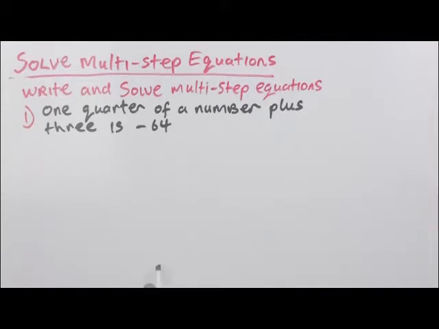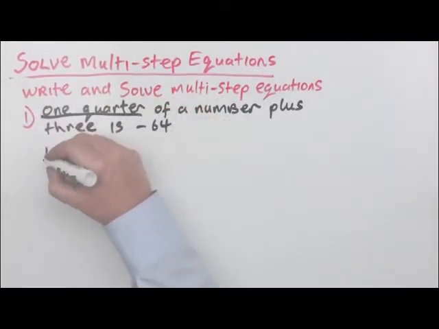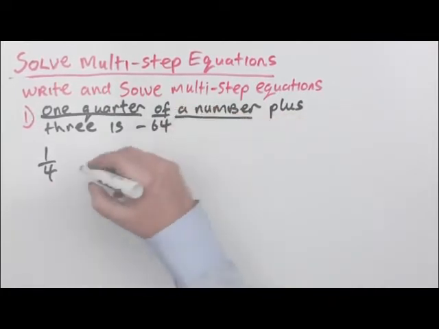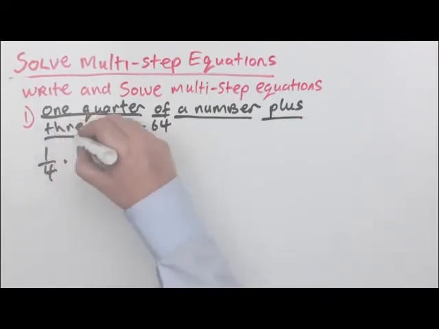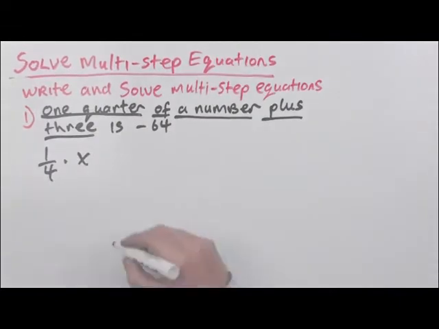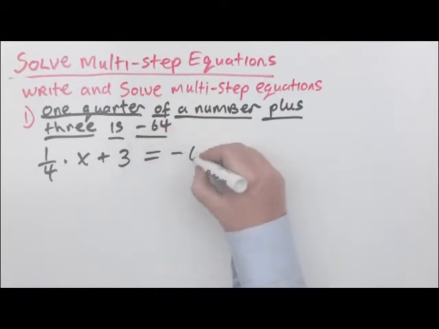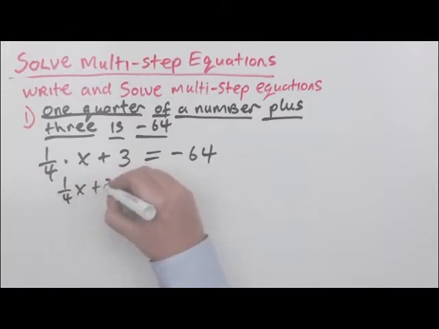Okay, let's look at a word problem we have to make into an algebraic problem and then solve it first. So 1/4 of a number plus 3 is negative 64. Let's write down 1/4. Of usually means multiply, so a number is x, plus 3, so that's a plus sign and plus 3. The "is" means equal, negative 64. So let's rewrite that: 1/4 x plus 3 is equal to negative 64.